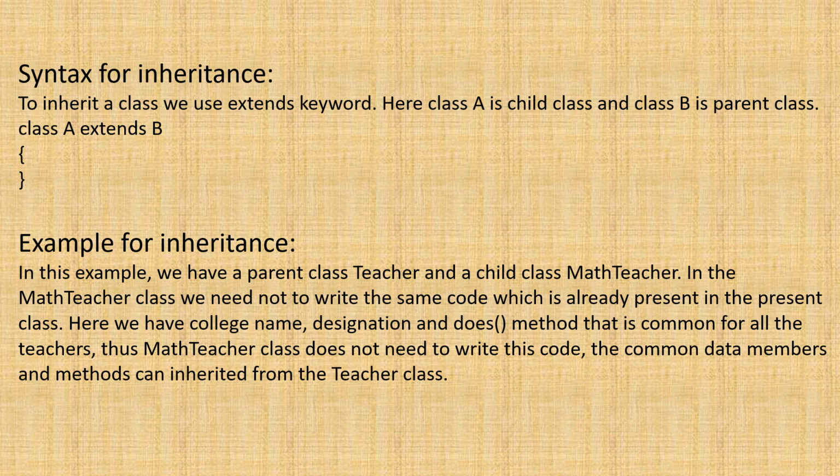Example for inheritance. In this example, we have a parent class Teacher and a child class MathTeacher. In the MathTeacher class, we need not write the same code which is already present in the parent class. Here we have college name, designation and a does method that is common for all the teachers. Thus, the math class does not need to write this code. The common data members and methods can be inherited from the Teacher class.